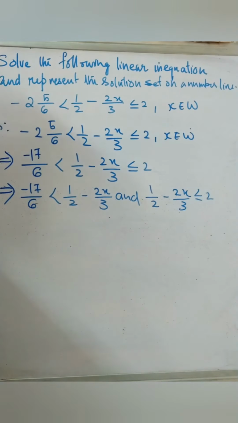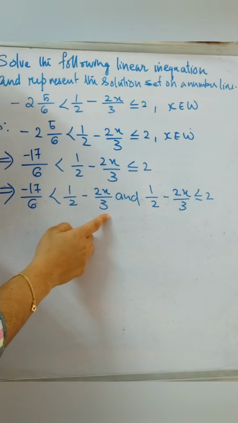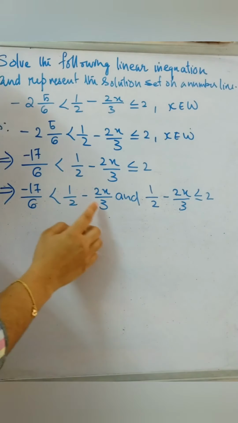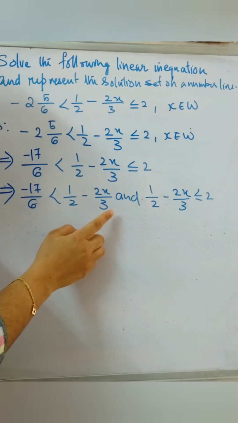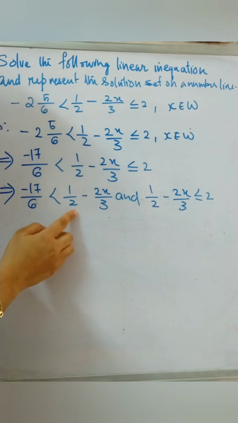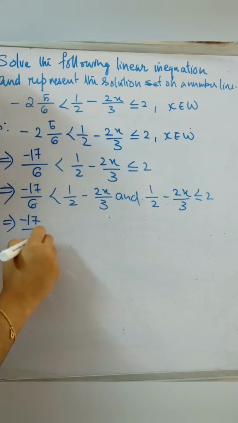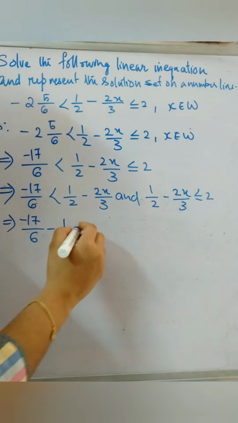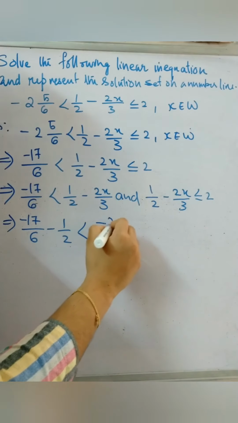Now as we did in the last problem, in the first linear inequation you have to take all the terms which contain x to the right hand side and the terms which do not contain x to the left hand side. Here in the first linear inequation the term containing x is already on the right hand side, and here we have 1 by 2. That 1 by 2 we have to take to the left hand side. So this will become negative 17 by 6 minus 1 by 2. It is positive; when we take it to the left hand side it will become negative 1 by 2, which is less than negative 2x by 3.